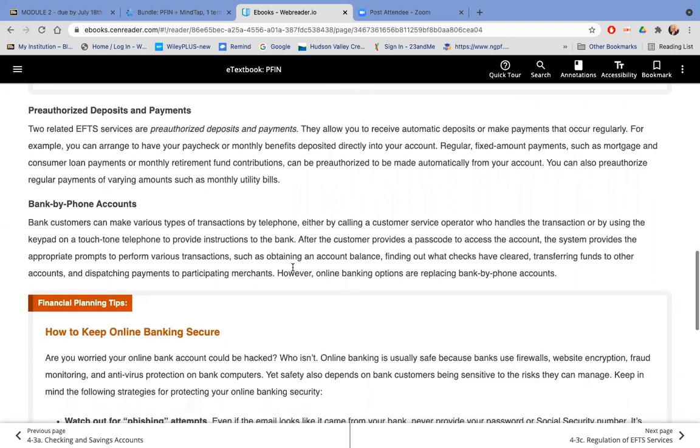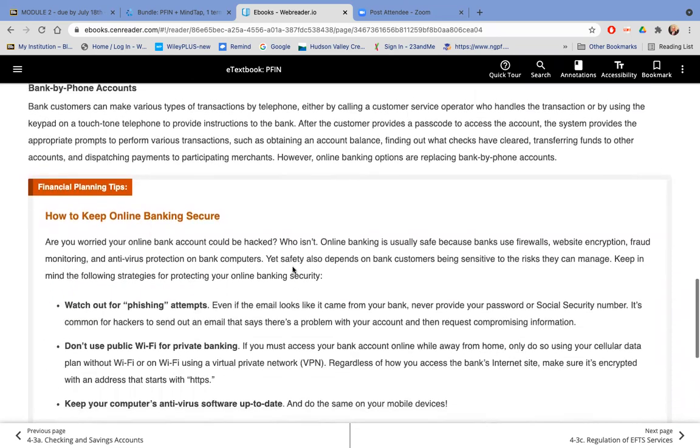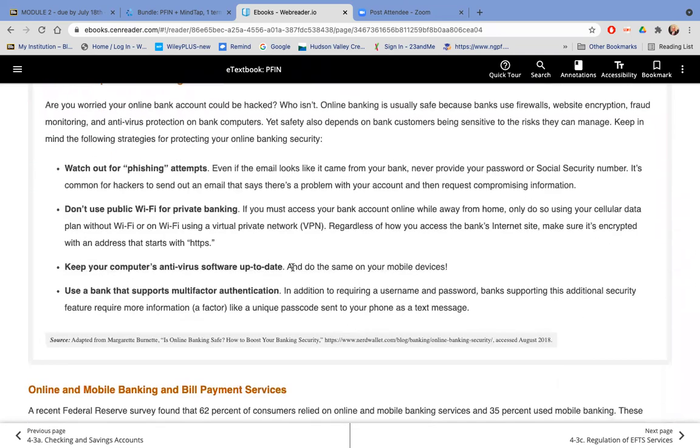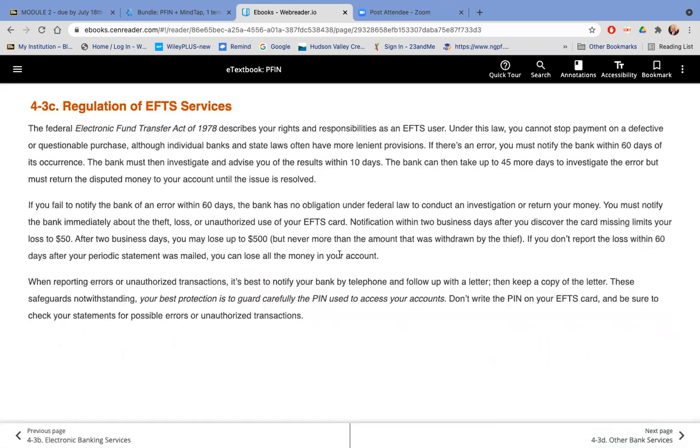Certainly, banking by phone was a big thing at one point in time. Now it's really the online banking type of thing that's very, very important to understand. Everything can be done electronically and online. Bill payment is extremely important.